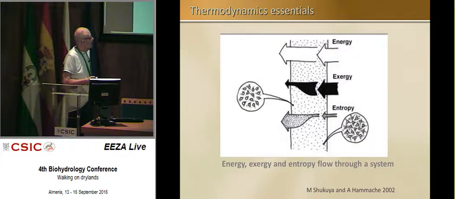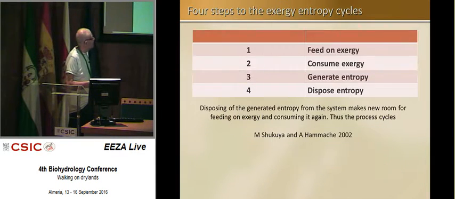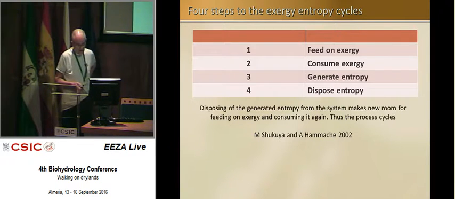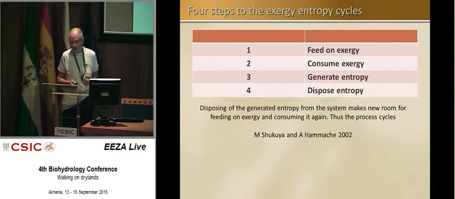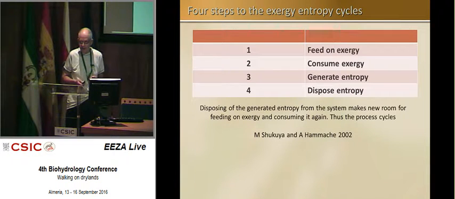Well, this has some consequences, and it is what we call exergy entropy cycles. So this means that in order to work, the first thing is to provide the necessary exergy. And the second step is to consume this exergy doing work. The third part is generating entropy. And the fourth, which is the most important, is disposing of the entropy. Because if entropy is not disposed of, the system will be clogged with entropy and nothing more could be done. So the only way to ensure that the system works is a system that takes the entropy off.